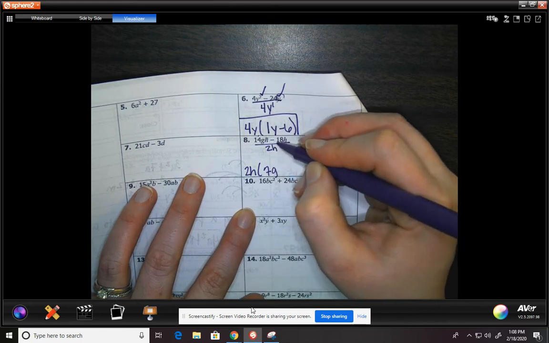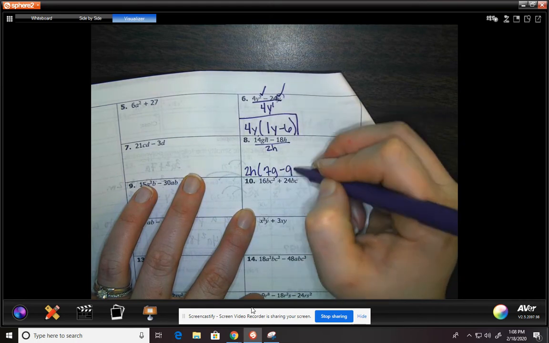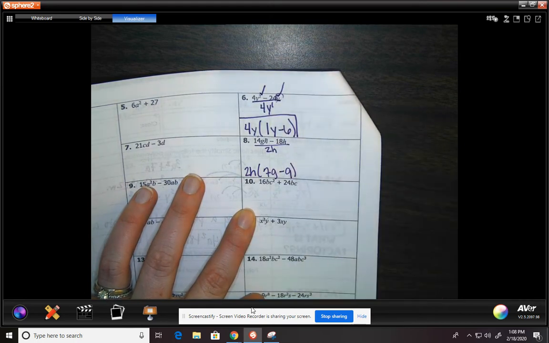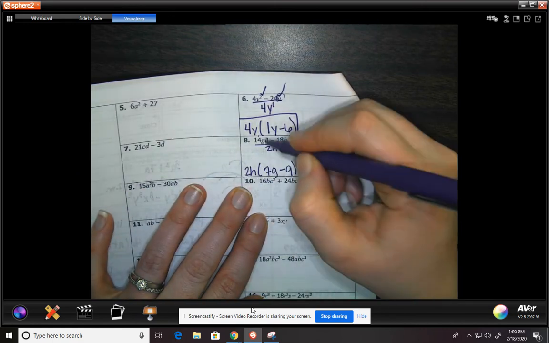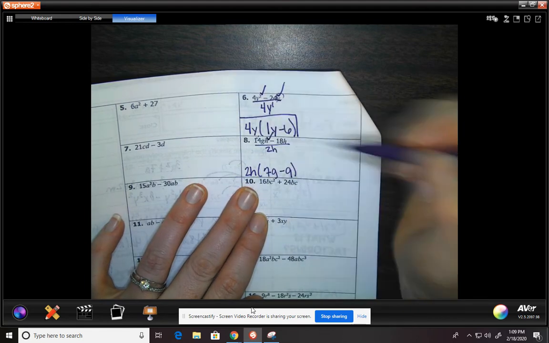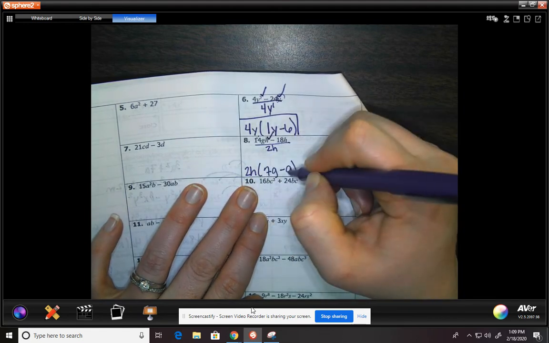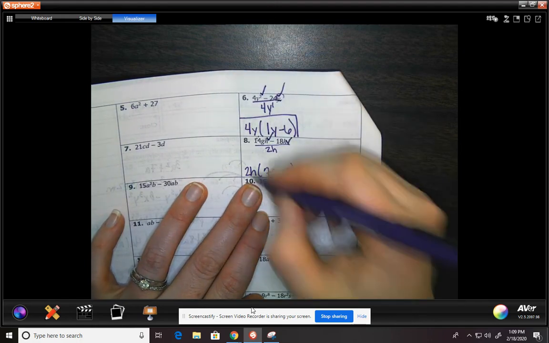Negative 18 divided by 2 is negative 9, and 1 minus 1 cancels the H, so I no longer have H. Now, if I check by distributing, 2 times 7 is 14, and then I keep both the G and the H, which is what that is. 2 times negative 9 is negative 18, and I have to keep the H, which was what that is. There's my final answer. Moving to my next problem.